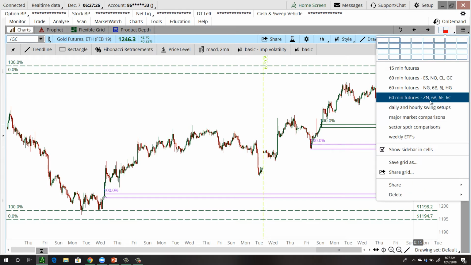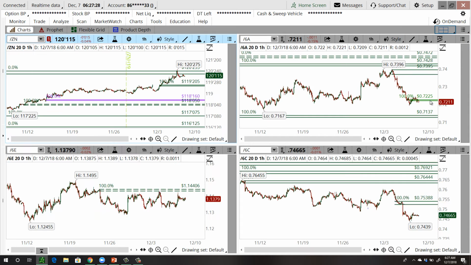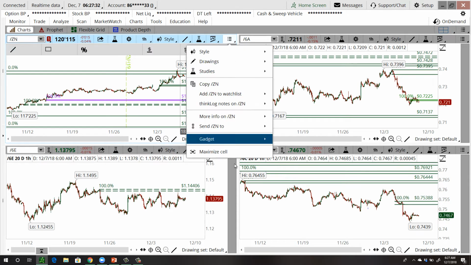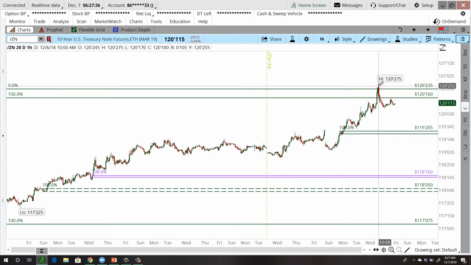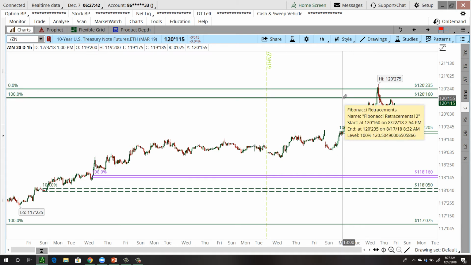Okay, looking at bonds and our currency markets. So in the ZN, which is our 10-year note, we did rally up into the area for our 10-year note, and we popped just above it before then coming back down out of it. So this level obviously no longer valid.